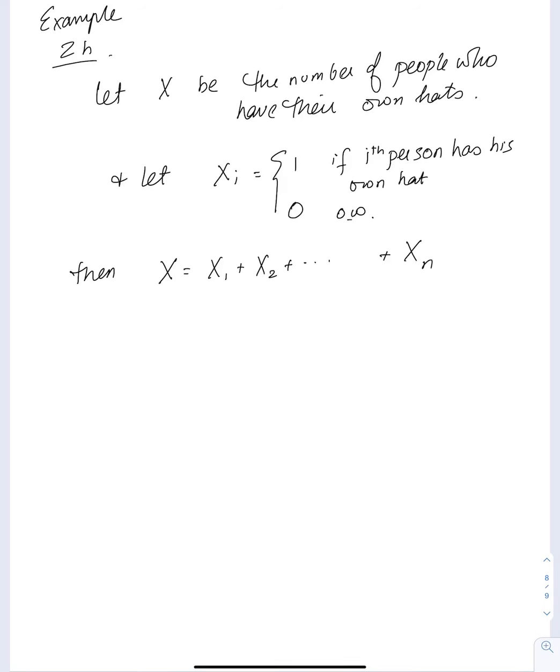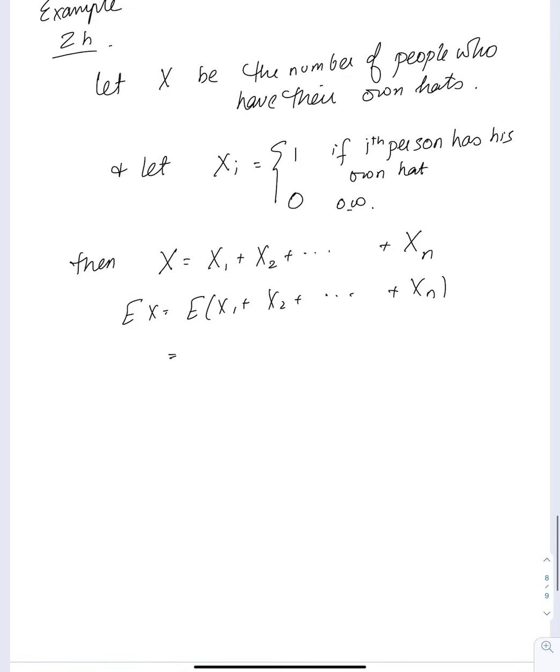And now you have the expected value of x will be the expected value of this sum. And we know that's the sum of the expectations. Oops, I put parentheses in the wrong places there. You don't even need to write the parentheses here. Let's just leave it like that. Okay. All right.